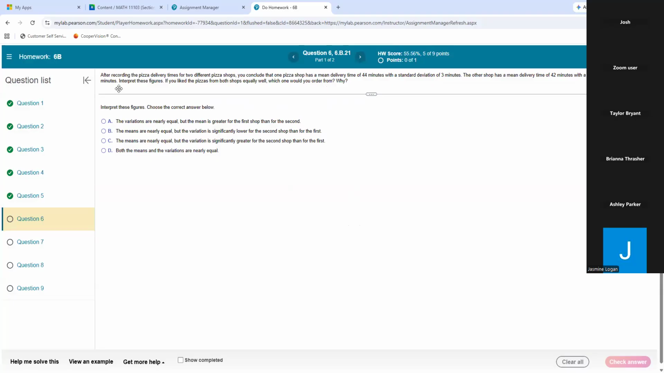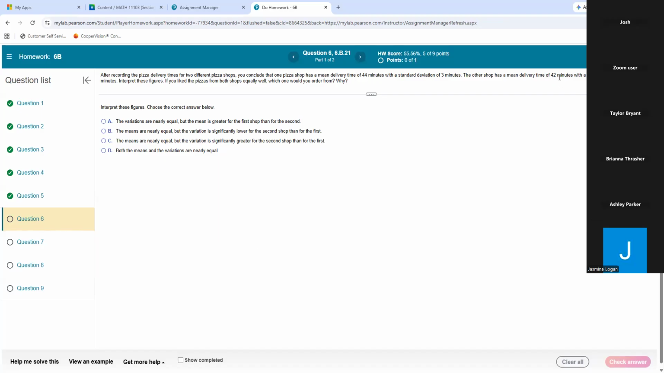All right, y'all, so let's see. After recording the pizza delivery times for 2 different pizza shops, you conclude that one pizza shop has a mean delivery time of 44 minutes with a standard deviation of 3. So what that means, the average of all of them was 44 minutes. Standard deviation of 3 minutes means on average they're coming in between 41 minutes, which is 44 minus 3, and 47 minutes, which is 44 plus 3. So in between 41 and 47 minutes.